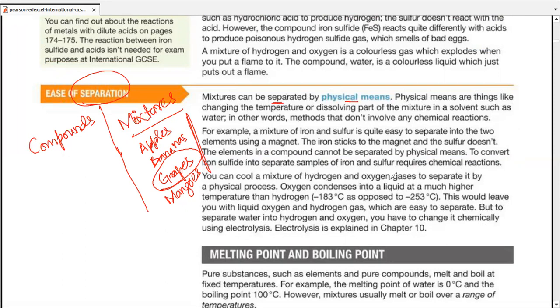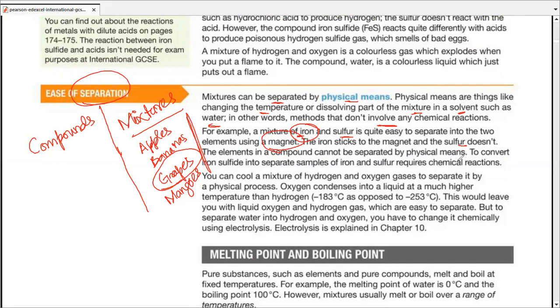In case of salads, it was easy to handpick, but sometimes we can do it by changing the temperature, dissolving a part of a mixture in a solvent, such as mixing it in water, or with some methods that do not involve chemical reactions, some basic, easier methods, right? For example, if you have a mixture of iron and sulfur, now you know iron is a metal, it can be attracted to a magnet. You can take a magnet, put it on the top of this mixture, all the iron would stick to the magnet, the sulfur will not. So it was pretty easy to separate it by physical means.